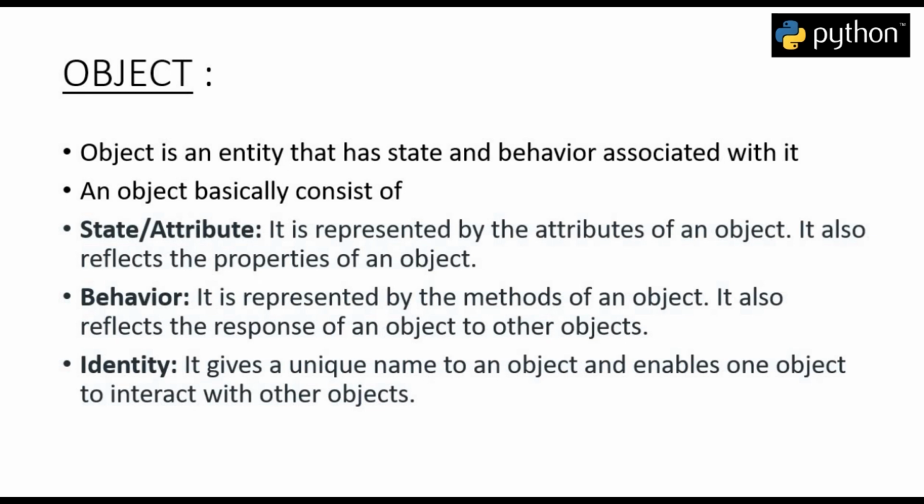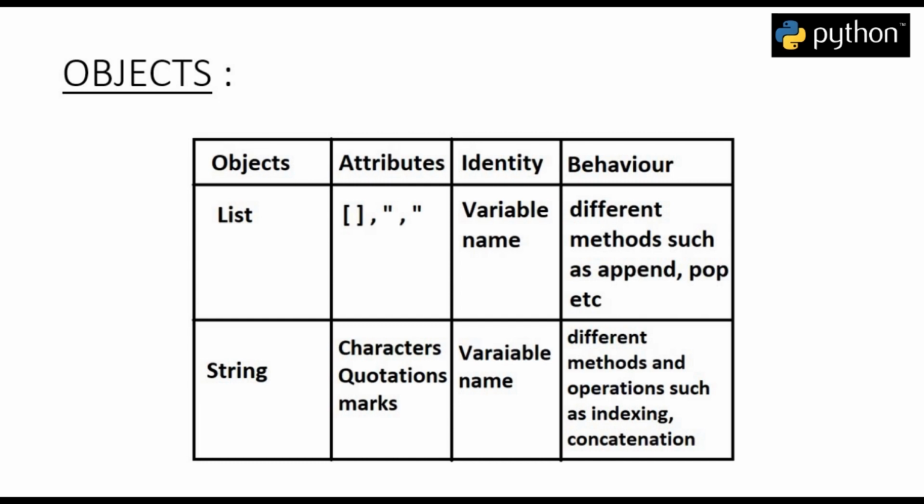Now Python objects are not very different. Actually everything in Python is considered an object. For example, till now we saw the various built-in data types, for example the list data type. A list has its identity as the name of the variable in which the list has been stored. Similarly, the attributes of the list are the square brackets in which our data are enclosed, and the comma that separates the different elements of our list. Similarly, the different behaviors which we can perform with our list are the append method, the pop method, etc.